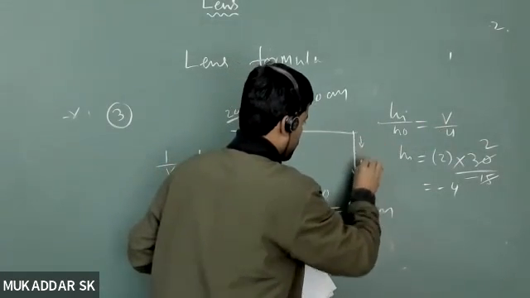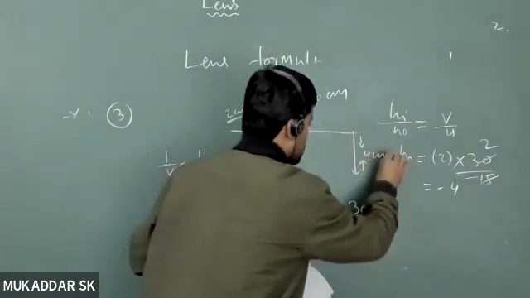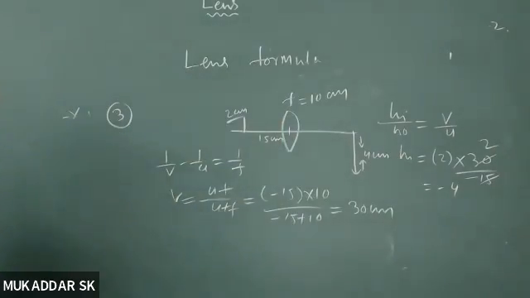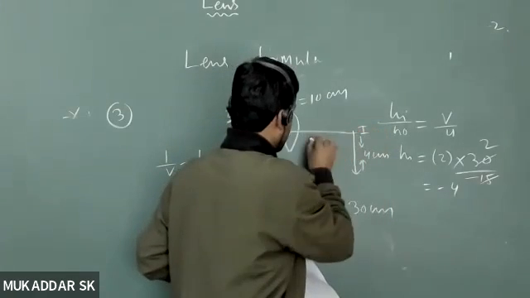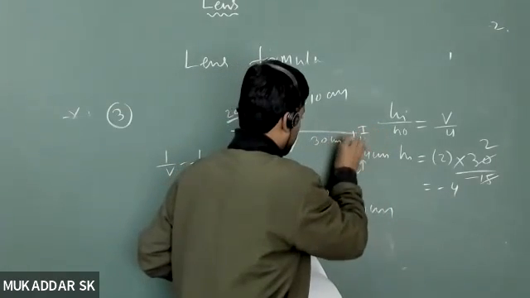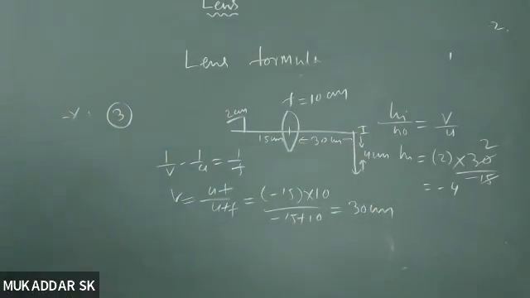ये कितना हो जाएगा आपका ये? This is basically 4 centimeter. Is this clear what I am saying? ये डिस्टेंस कितना हो जाएगा? यहाँ पे आपका इमेज रहेगा, ये डिस्टेंस आपका 30 सेंटीमीटर हो जाएगा, and it will be inverted. Okay, is this clear?